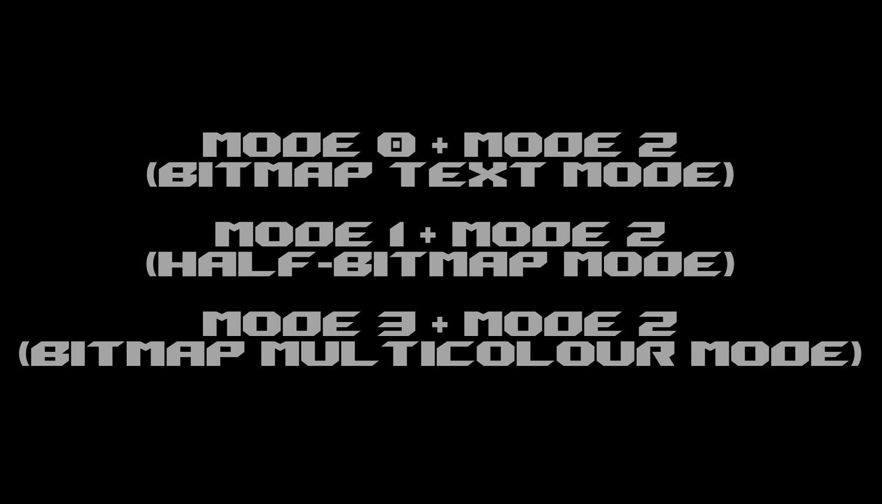In addition to that, there were some undocumented modes that could be activated by essentially combining 2 modes together. Text plus Graphics 2, referred to as bitmap text mode, Graphics 1 plus Graphics 2, known as half bitmap mode, and Multicolor plus Graphics 2, or bitmap multicolor mode.